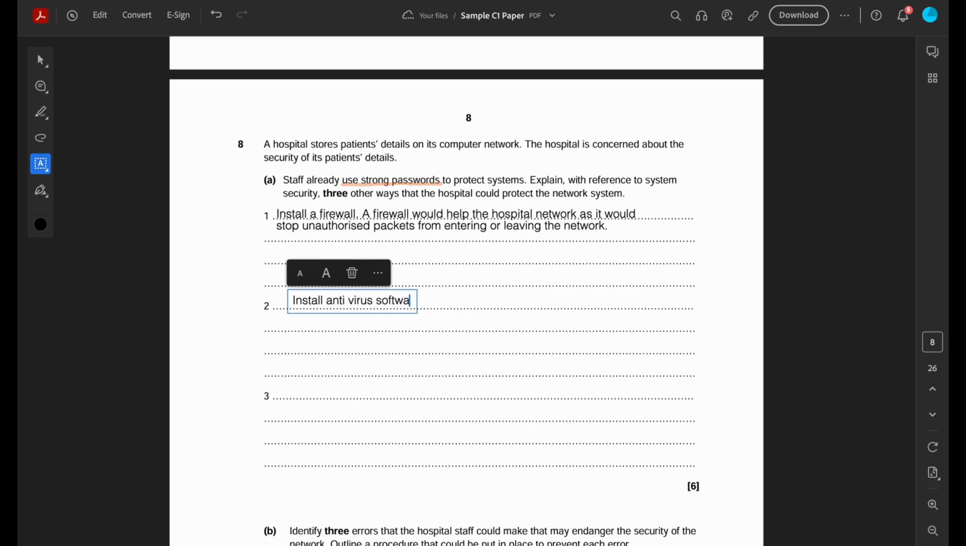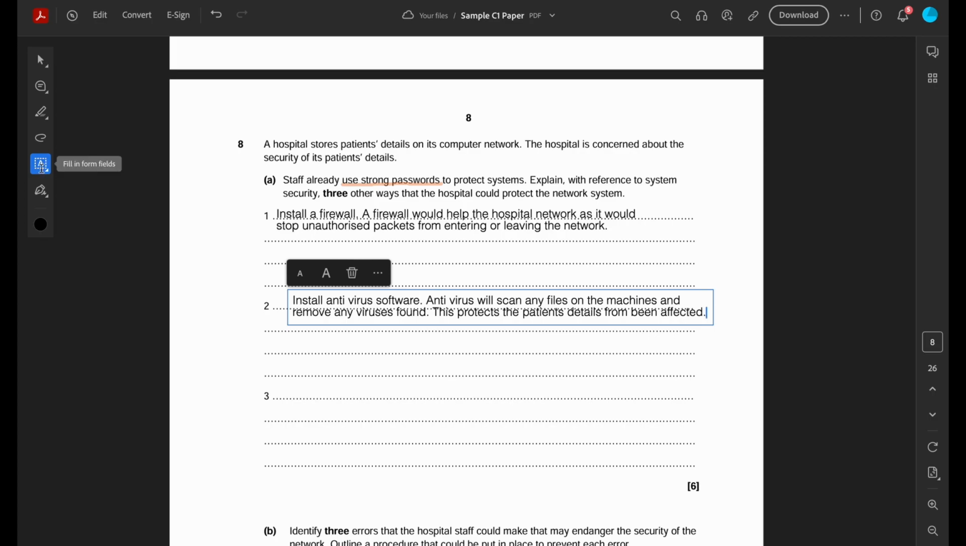Next one, I could install antivirus software or anti-malware software. Antivirus software will scan any files on the machines and remove any viruses found. This protects the patients' details from being affected.